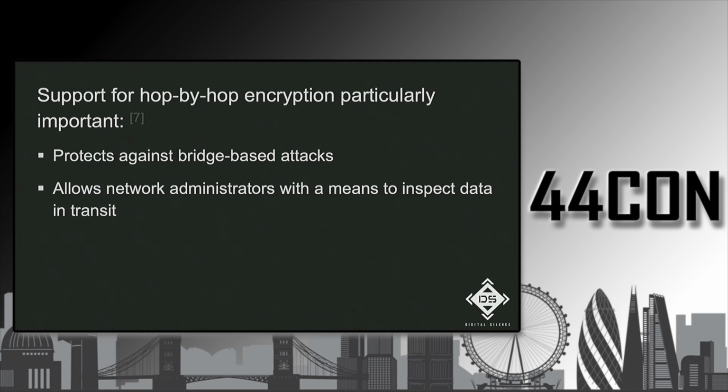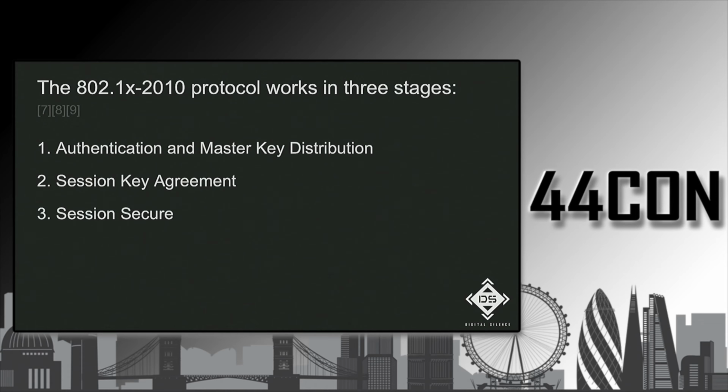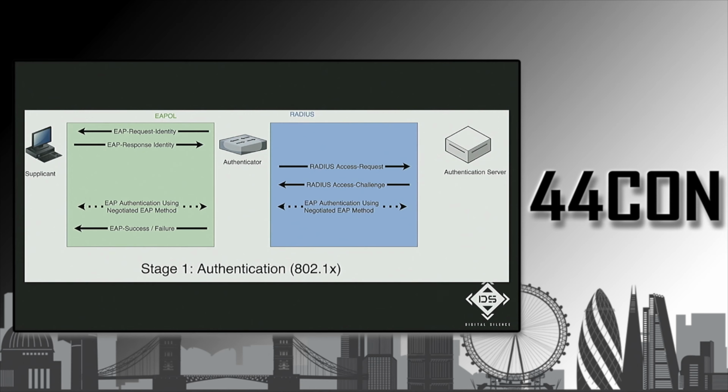So this is pretty cool because not only does the hop-by-hop encryption help you protect against the bridge-based attacks, but it also allows network administrators the means to inspect data in transit. Because remember, the encryption is going hop by hop, so in between hops, you can still look at traffic. The 802.1x 2010 protocol works in 3 stages. We begin with authentication and master key distribution, then we have the session key agreement, then we move on to the session secure stage.